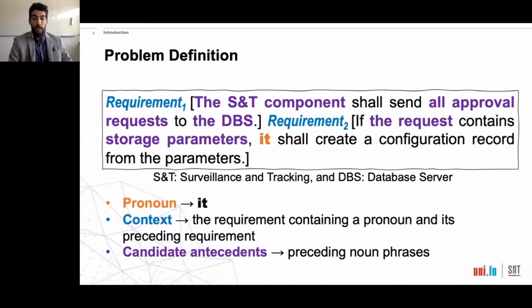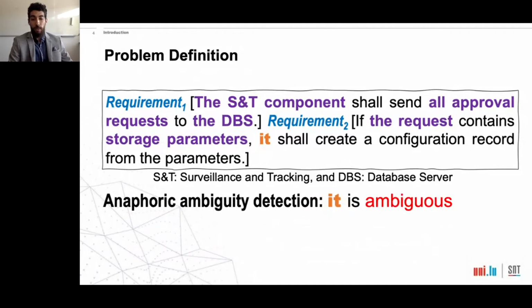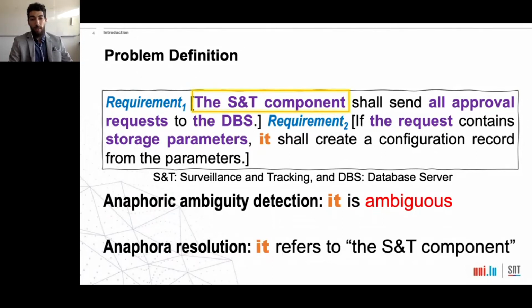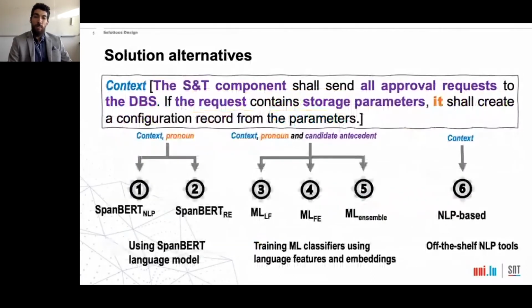Anaphora ambiguity detection. Its goal is to detect whether the pronoun is ambiguous or not. And anaphora resolution, which tries to identify the correct antecedents for a pronoun. So for our solutions, as we have said, we have 6 solutions.